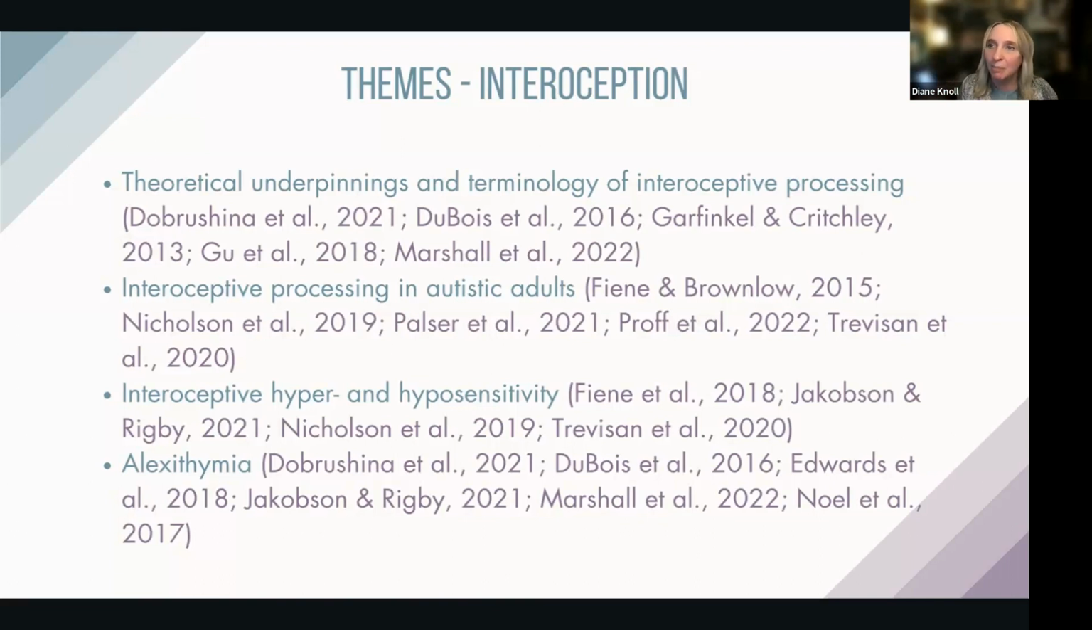But specific examples of interoceptive differences that were found included heartbeat perception, respiratory, hunger, fullness, thirst, temperature, pain, the onset of illness, and fatigue. And then we also found the interoceptive experience of pain. Autistic adults were found to have both increased neural and behavioral responses to pain. And then again, interoceptive hyper and hyposensitivity did pop up. Hypersensitivity was found to be present in all ages.